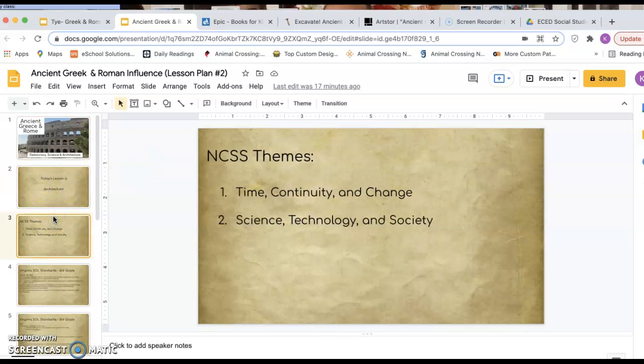So the themes I chose were time, continuity, and change. And I think the big thing I would want the kids to understand is that a lot of these architectural designs, like the arches and the domes and the columns that the ancient Greeks and Romans used, still influence modern society today. A lot of buildings in Washington, D.C., like the Capitol and everything, are influenced by this type of design. And the second one was science, technology, and society.